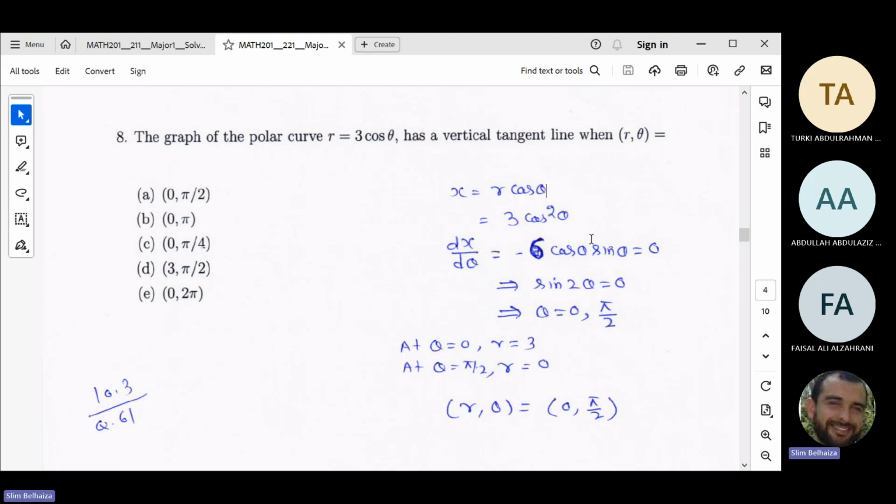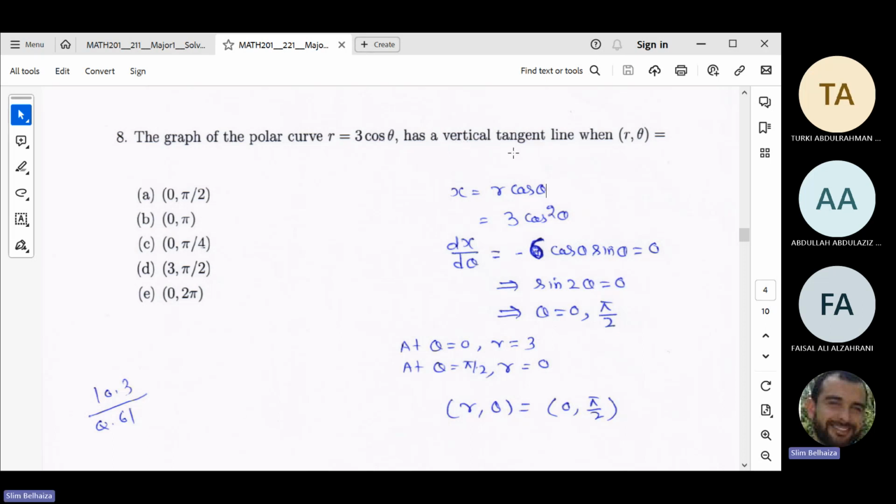Why? Because we need the denominator to be equal to 0. So it's like saying that sine 2 theta equals 0. Why sine 2 theta? Because we have minus 6 cosine theta sine theta, which is like minus 3 sine 2 theta. Sine 2 theta equals 0 at theta equal to 0 or pi over 2. When theta equals 0, we have r equals 3 cosine of 0, which is 3. And when theta equals pi over 2, we have r equals 0.